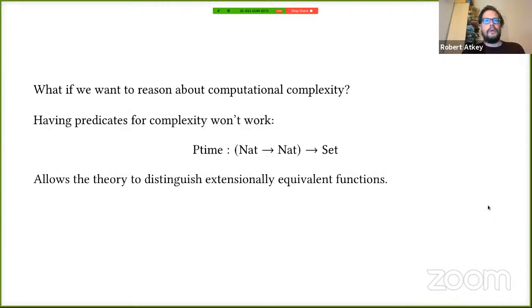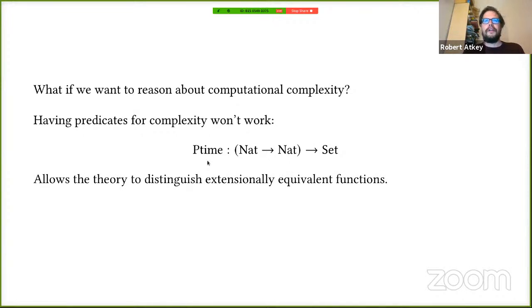So one thing that doesn't work is having some kind of predicate for complexity or some way of measuring internally in the theory what the time complexity is going to be. So for instance, a kind of naive thing would be, well, we have a type of functions from nat to nat, and then we have a predicate, this P time here, that says this function from nat to nat is a P time function.